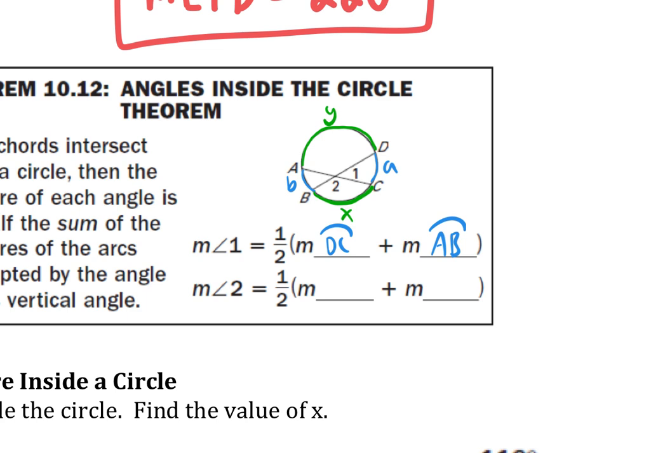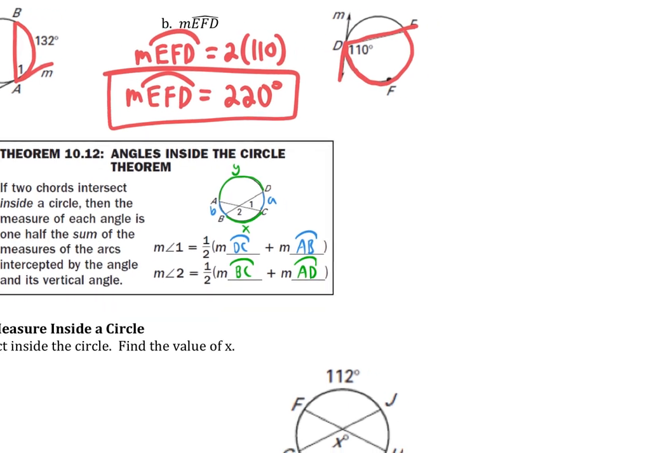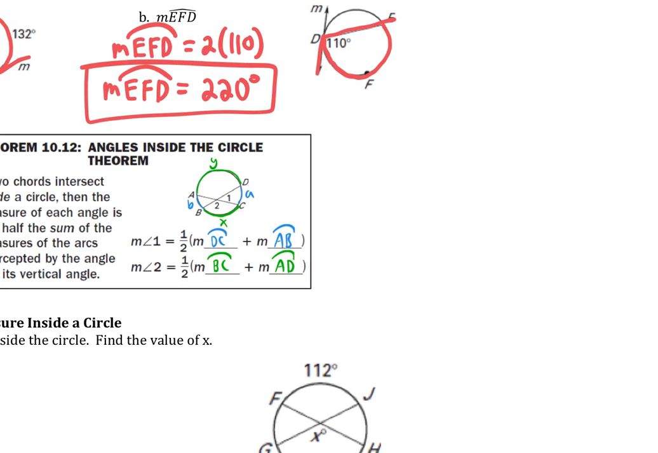We'll make a little bit of an easier version of this in a bit, okay? And similar for angle 2, it's going to be 1/2 of measure of arc BC and also arc AD. Okay, but a little bit easier way to say this, we'll use the same colors here.